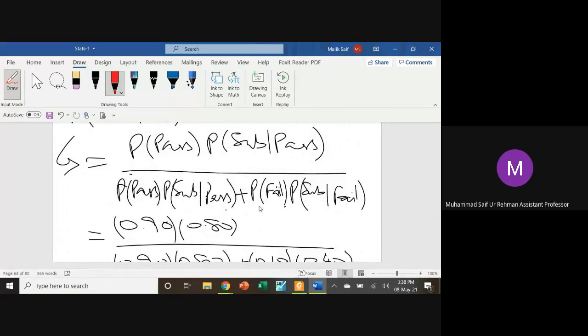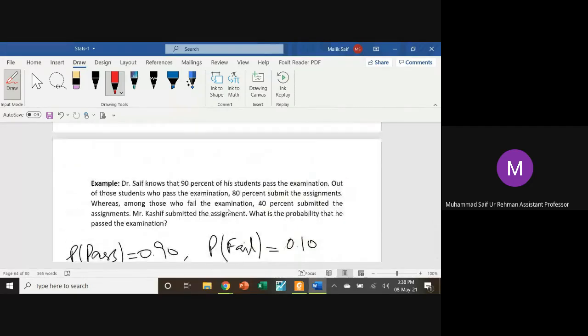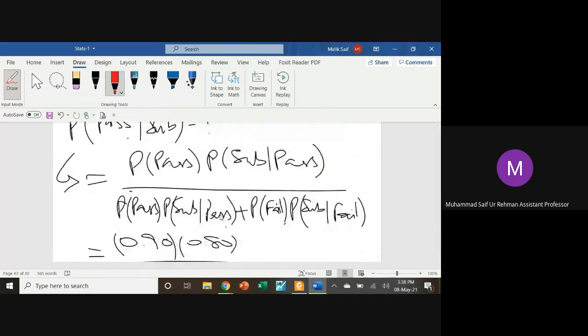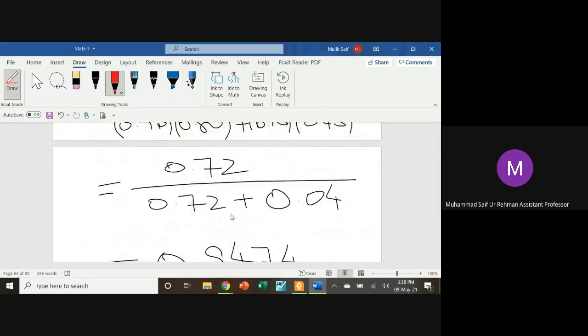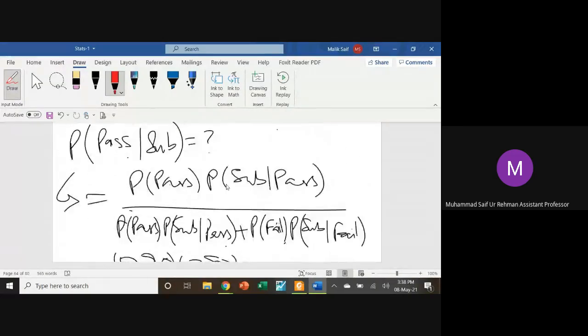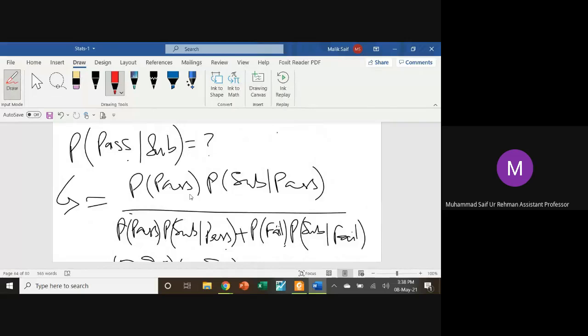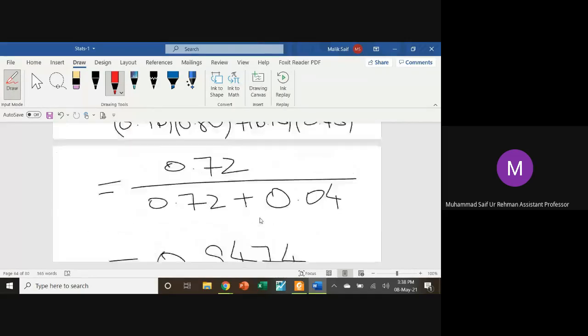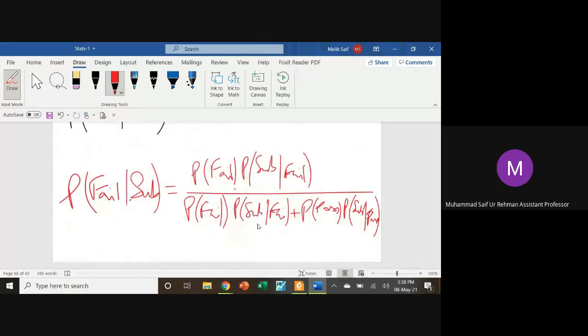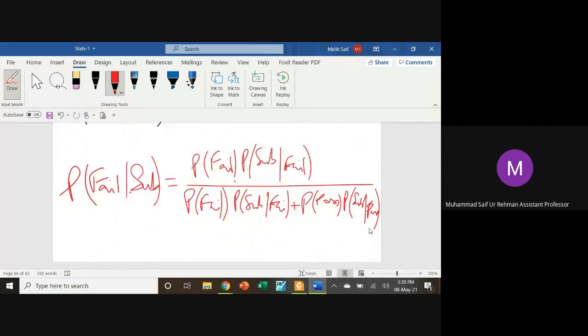So if I change the question, that he did not submit the assignment, let's say I am going to change over here the statement, Mr. Kashif did not submit the assignment, then non-submission will be there. At this point, non-submission, here non-submission, and again here non-submission. So everywhere you will find non-submission in that case. So the examiner may change the question, so therefore you have to handle the question accordingly.